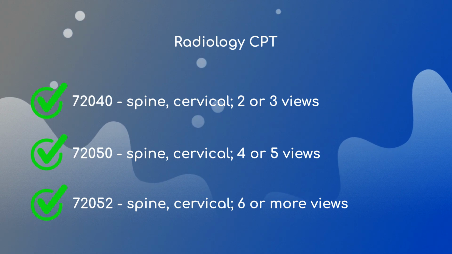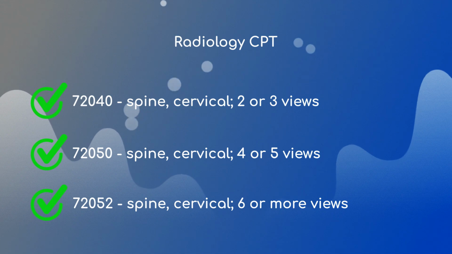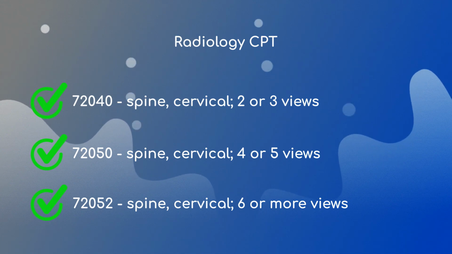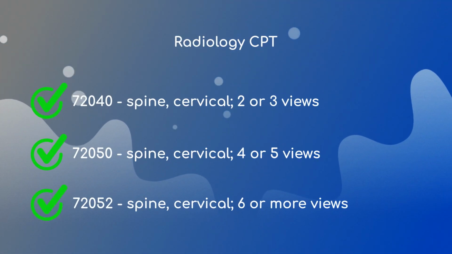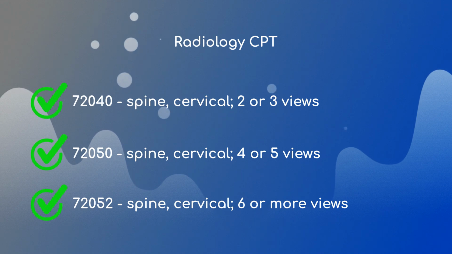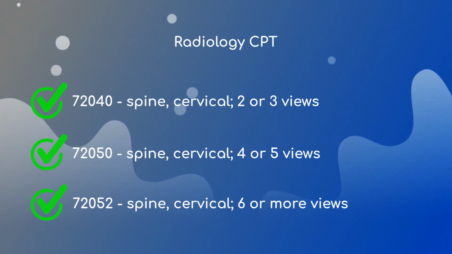72040, cervical spine, 2 or 3 views. This is appropriate for limited studies, often used in trauma, pain, or follow-up imaging. 72050, cervical spine, 4 or 5 views. This includes a more thorough exam of the neck with multiple angles, but does not yet qualify as a complete study. 72052, cervical spine, 6 or more views.